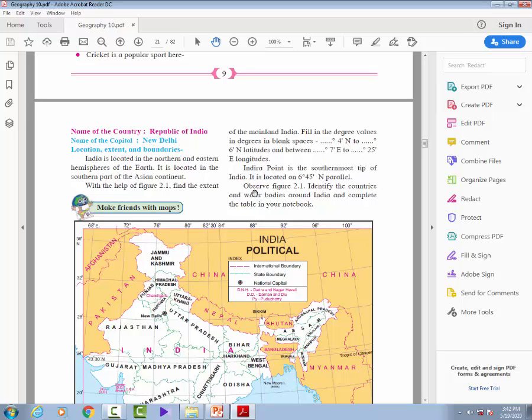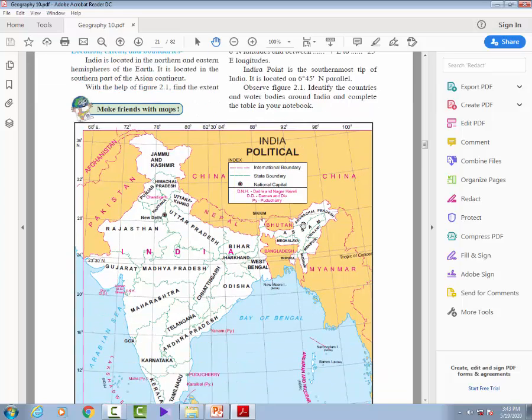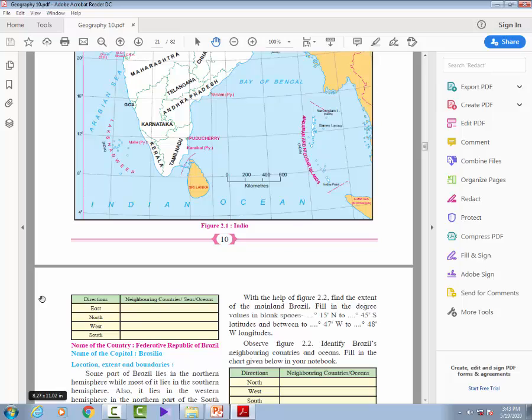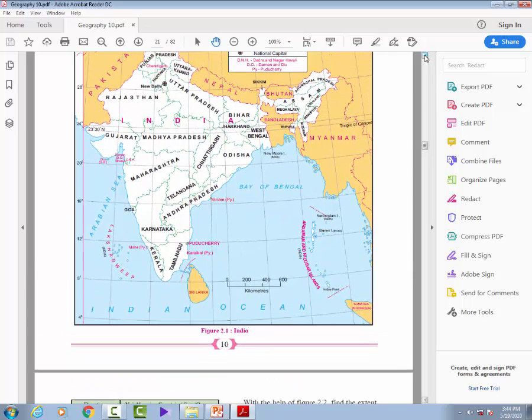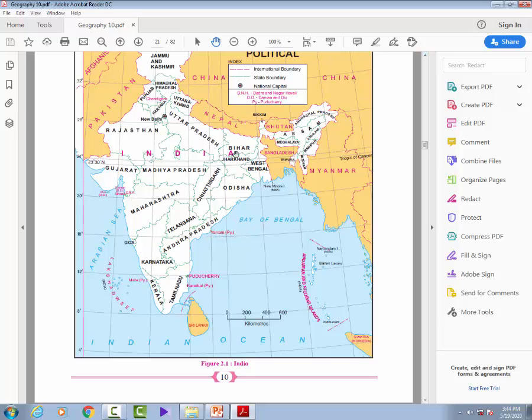Now one more diagram, one more map is there. Observe figure 201. Identify the countries and water bodies around India and complete the table in your notebook. Okay, we have to complete the table of India direction wise. Neighboring country, sea and ocean of India direction wise. Means east of India, which country is there? Just have a look. This is India, right?